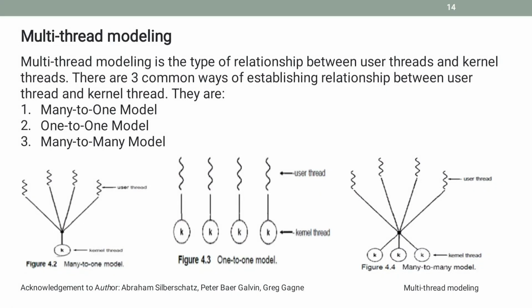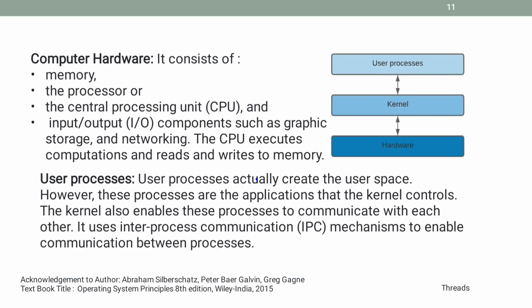Today we shall discuss multi-thread modeling. Before that, let us have some discussion regarding basics. So a computer can process information. It will have memory, a processor or CPU, and I/O components such as graphics, storage devices, and networking. The CPU executes the given computations. It can read and write to memory. This is the computer hardware that can do the work.